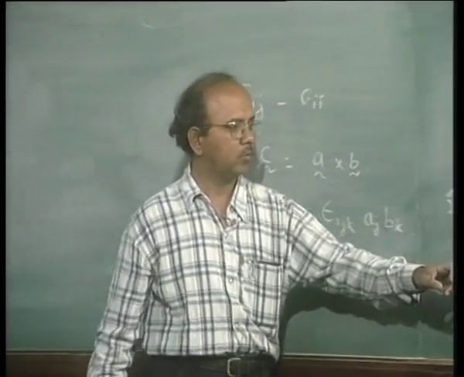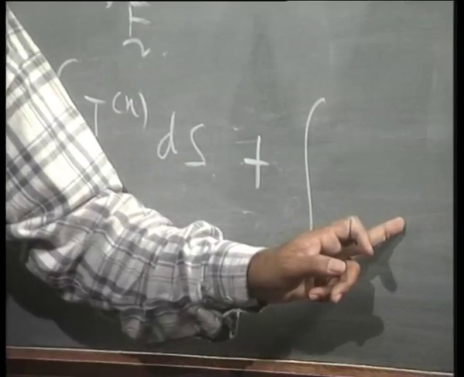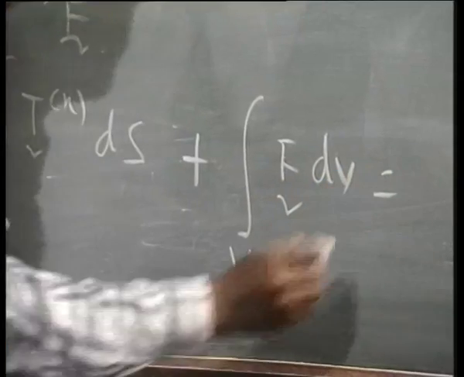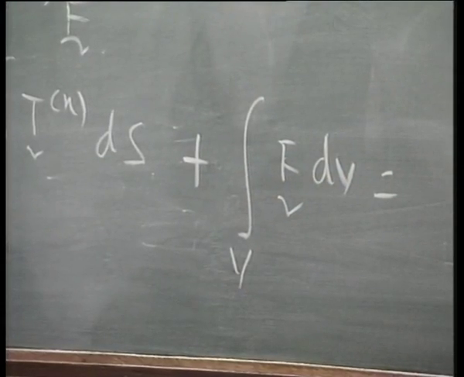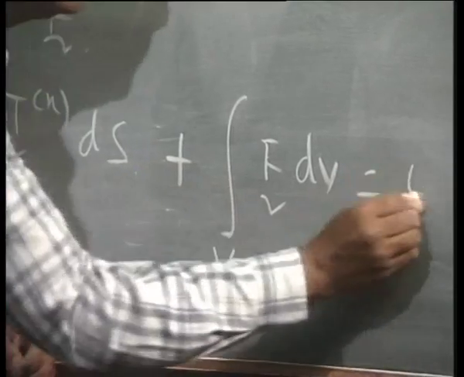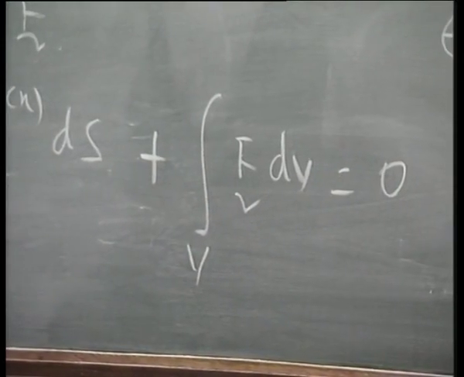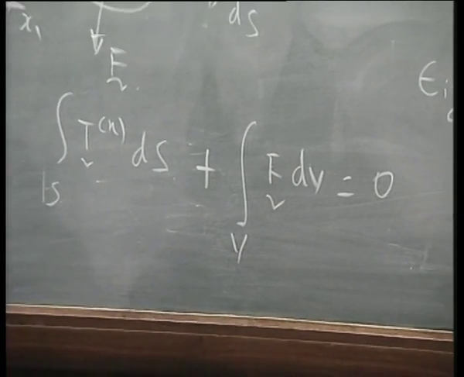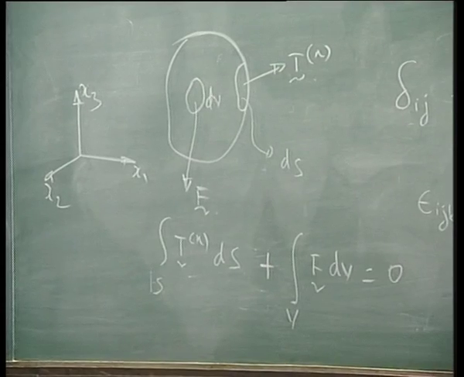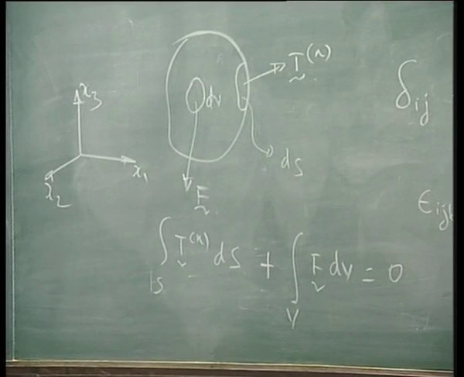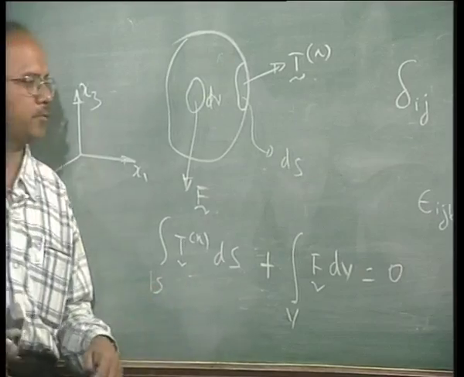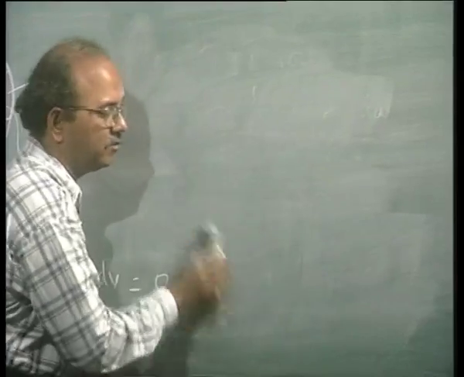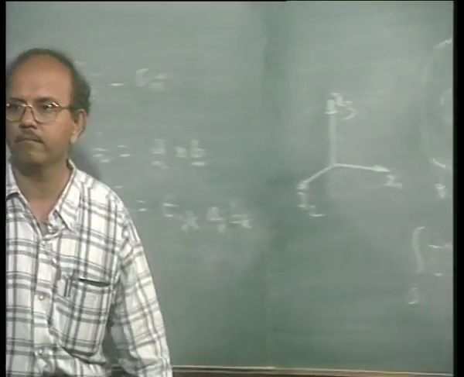Now, with respect to volume, how do I write this? F dV is equal to 0. That is the equilibrium equation. Is that clear? It is possible to write this down in indicial notation, though I would not like to do it quite often, but just for clarity, because we are just starting on indicial notation.